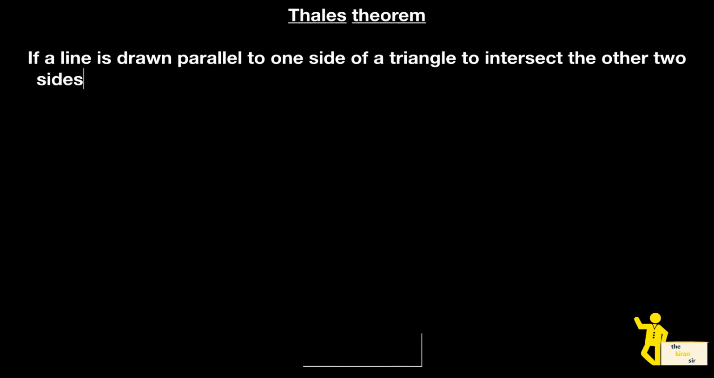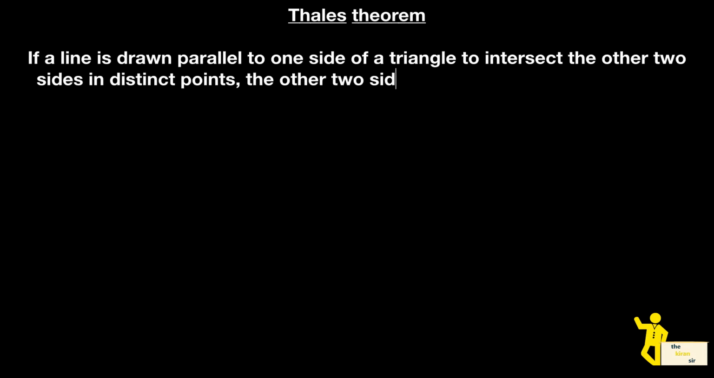The statement says that if a line is drawn parallel to one side of a triangle to intersect the other two sides in distinct points, then the other two sides are divided in the same ratio. This is the statement that is given in the textbook, and just by reading the statement you won't understand anything.